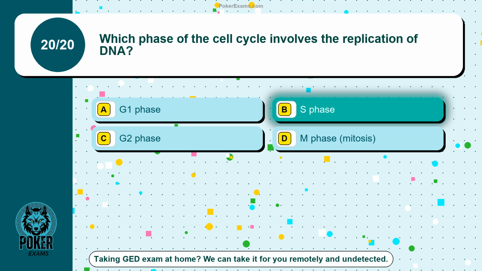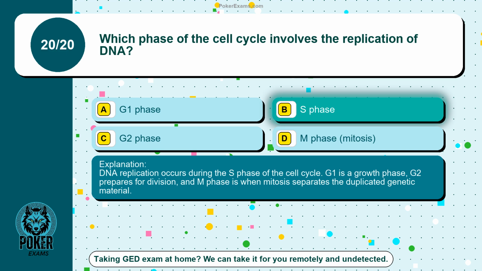The correct answer is option B. S phase. DNA replication occurs during the S phase of the cell cycle. G1 is a growth phase, G2 prepares for division, and M phase is when mitosis separates the duplicated genetic material.